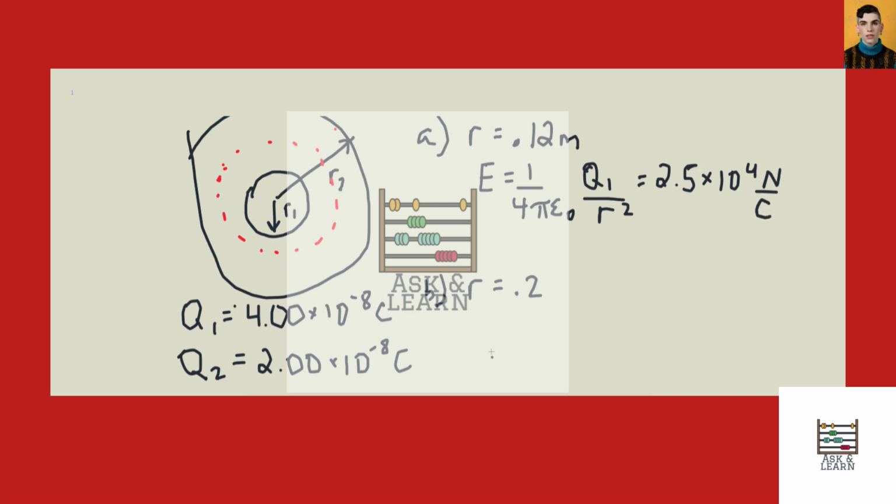And for B, now you're outside the sphere, so your Gaussian surface is going to be, I'll just draw part of it, but it kind of extends all the way through. And so for R is 0.2, you just do the same thing, except now E is 1 over 4 pi epsilon naught times the total charge, because all of the charge is now enclosed.